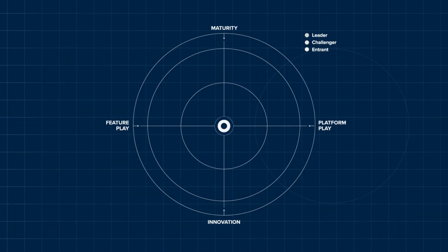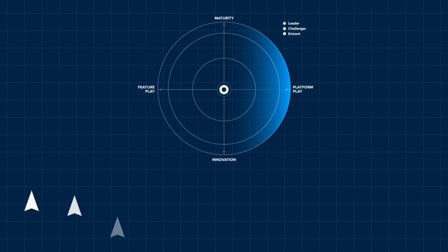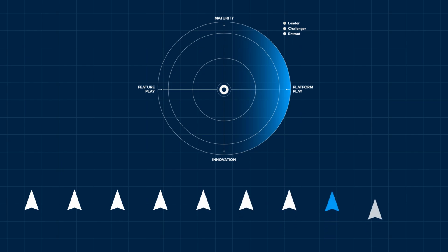Now, as we look to the East and Western hemispheres, we get into platform play versus feature play. What we see with platform play is within the wide landscape of the category of the market, a platform play is attempting to solve to the 80th percentile. They may not be phenomenal at any one thing, but they're pretty good at the 80th percentile of what customers want.